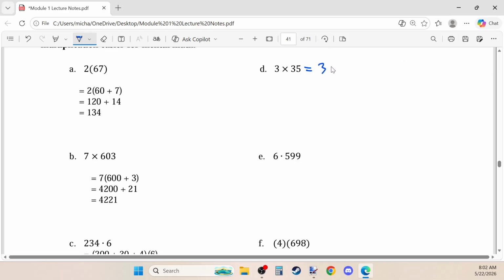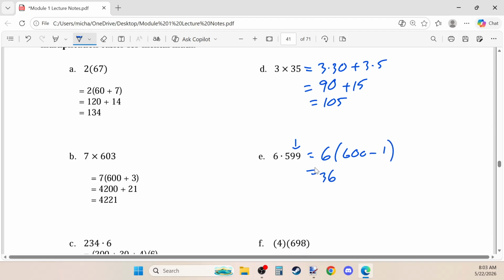So this is 3 times 30 plus 3 times 5. 3 times 30 is 90. 3 times 5 is 15. This adds up to 105. This one here is pretty close to 600. It might be easier to do this problem as 6 times 600 minus 1. 6 times 6 is 36. 6 times 600 is 3600. 6 times 1 is 6. I subtract. 3594 is my answer.